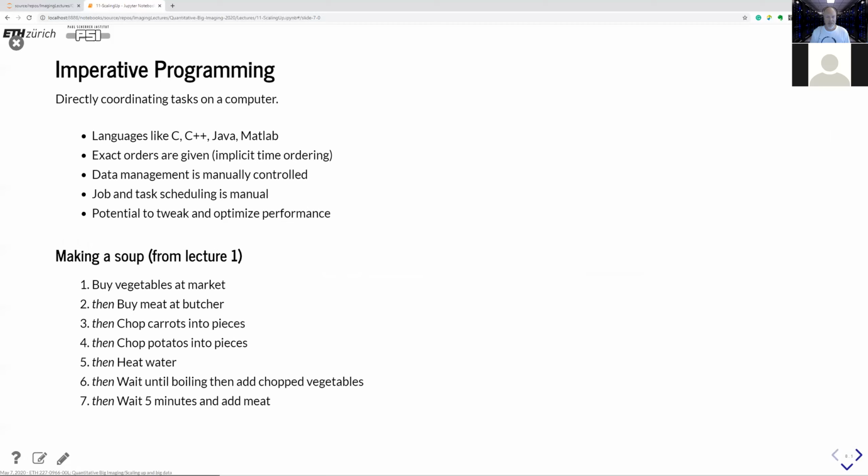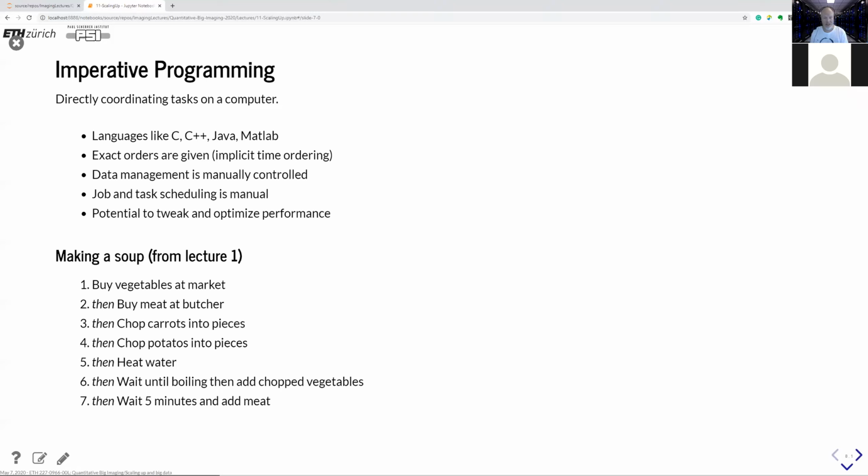Let's go to the programming now. There are different approaches on how to program a parallel system. The imperative coding is probably the one you know by now. You do it in most languages, like C, C++, Java, MATLAB. Exact order is given when to do stuff. Data management can be controlled manually. Also, job and task scheduling is more manual. And there is a potential to tweak and optimize the performance between the different steps.